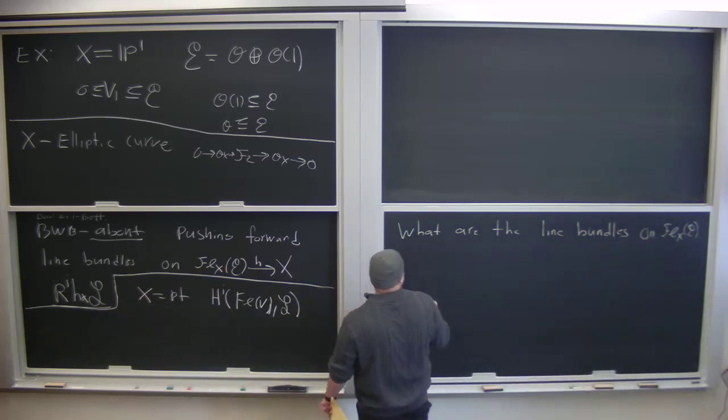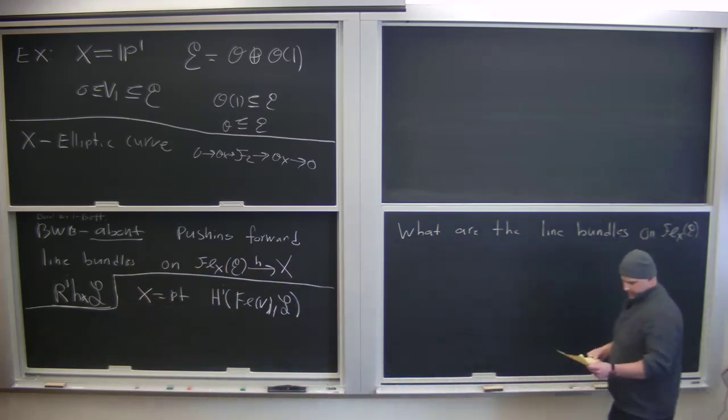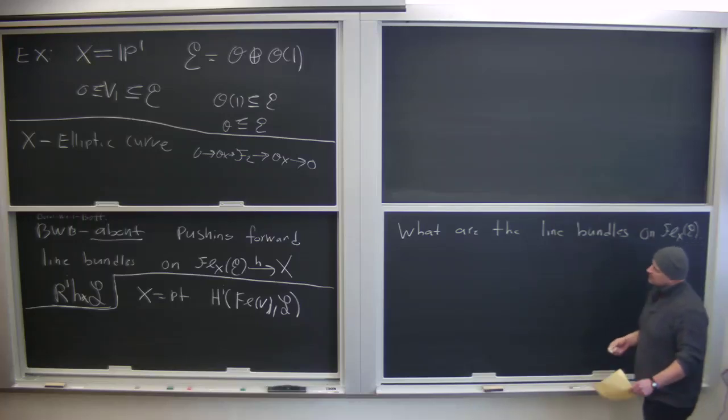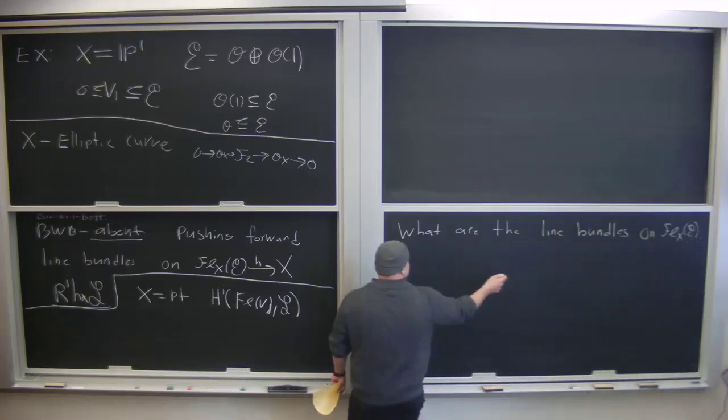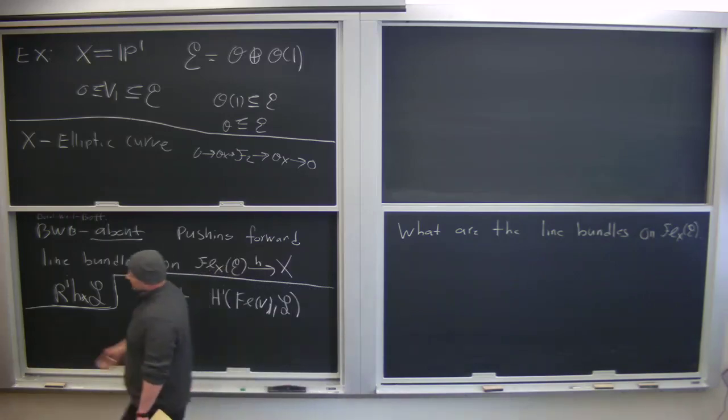Okay, so what can I do? How do I want to say this? Well, just like in the most well-known case we're probably familiar with, the flag variety comes with a bunch of tautological vector bundles, like the tautological vector bundles on the Grassmannian.